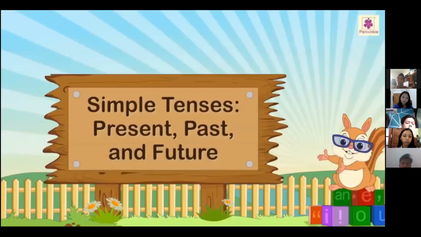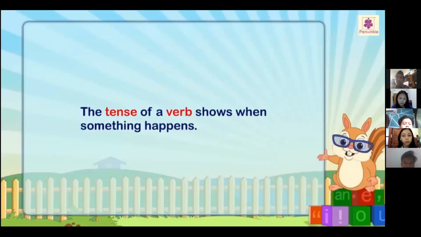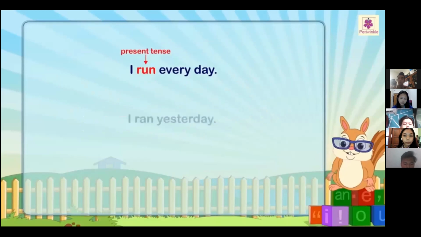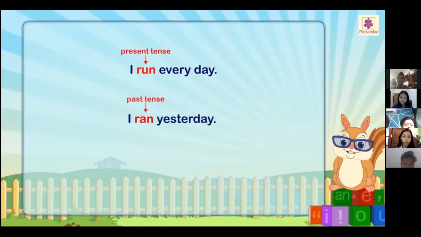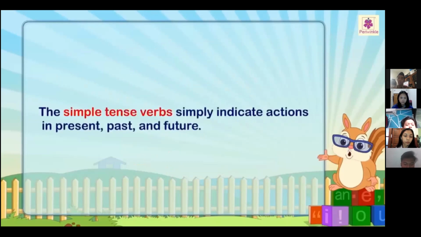Simple tenses: present, past, and future. The tense of a verb shows when something happens. For example, I run I ran yesterday. I will run tomorrow. The simple tense verbs simply indicate actions in present, past, and future.